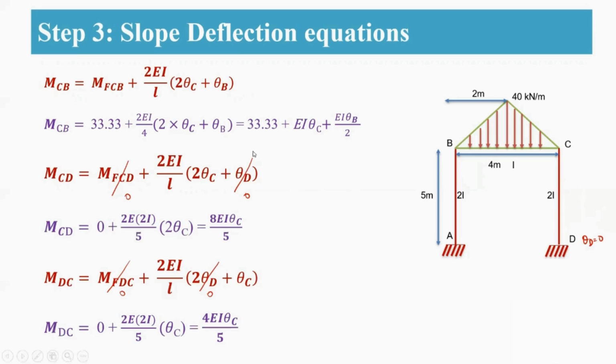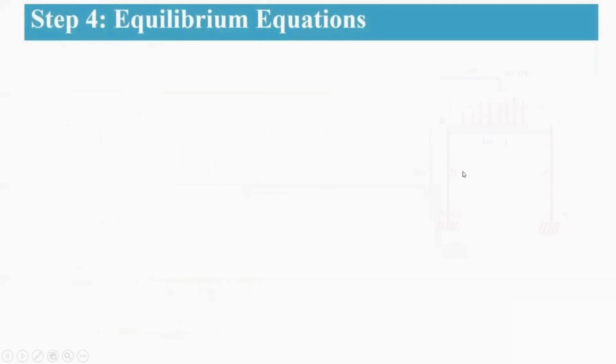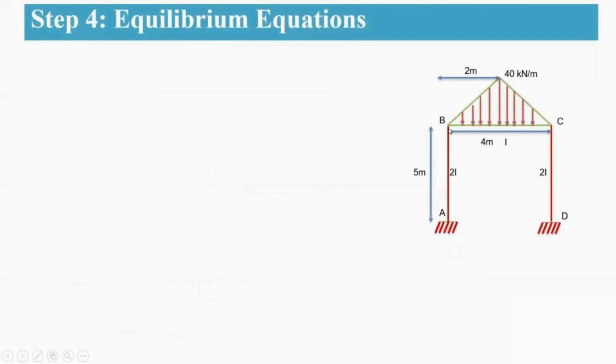By using all these simplified equations, we are going to establish the equilibrium conditions for this entire frame. So now coming to your step 4, equilibrium conditions. So what are the equilibrium conditions here? Here you are having only two equilibrium conditions. That is sigma MB equal to 0, so this is one. And here sigma MC equal to 0, so this is another equilibrium condition.